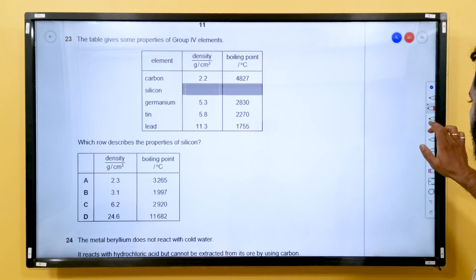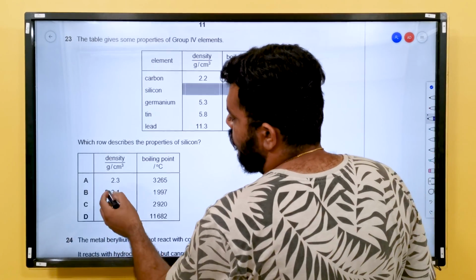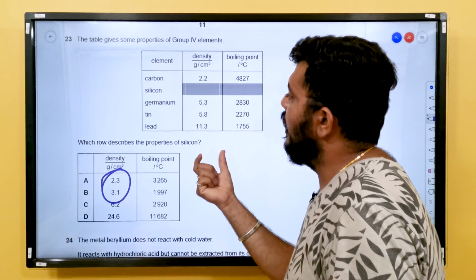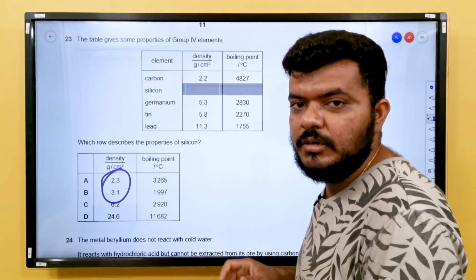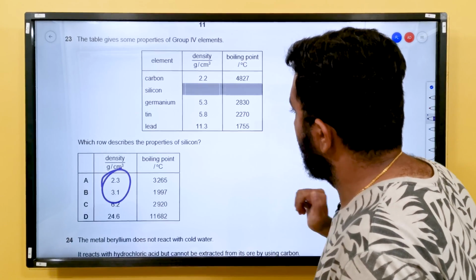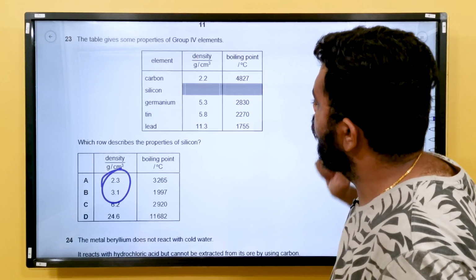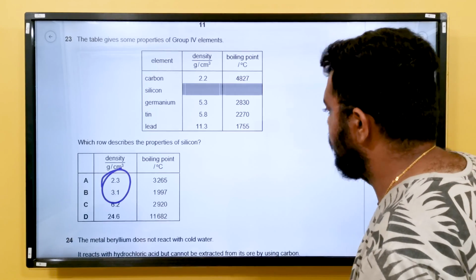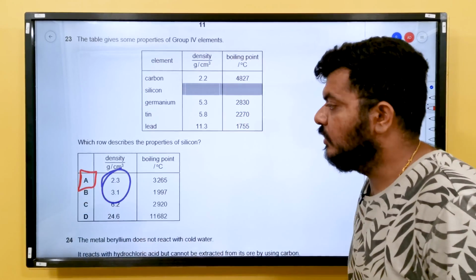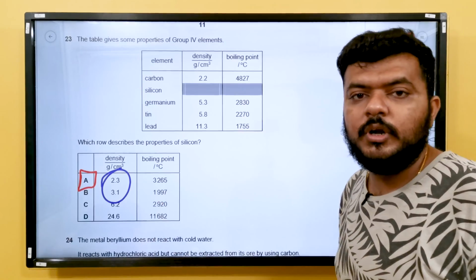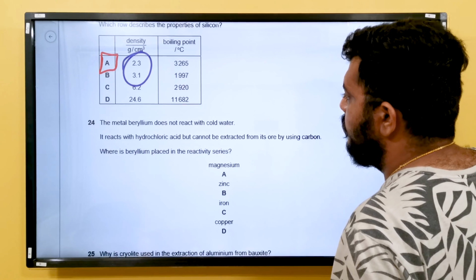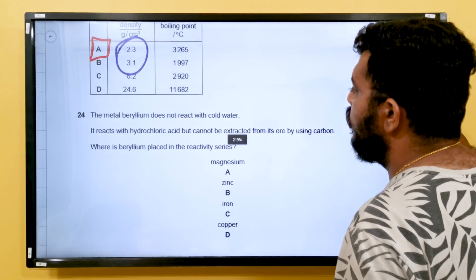Okay, so let's find out. Only these two are possible answers because silicon will not have more density than germanium according to this trend. Okay, and the boiling point goes on decreasing, so it must have a boiling point between 4800 and 2800 approximately. So your correct answer is nothing but option A. The density is 2.3, boiling point 3265. Okay, now the metal beryllium does not react with cold water.